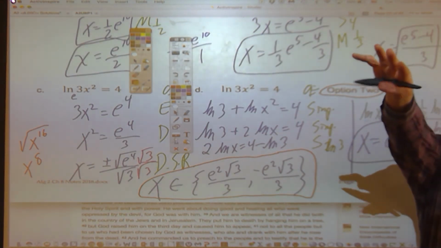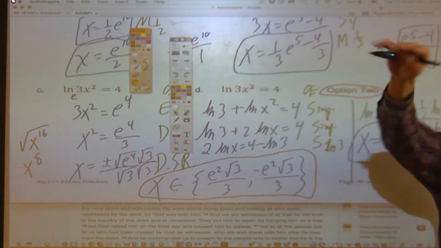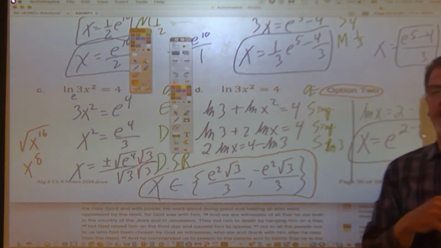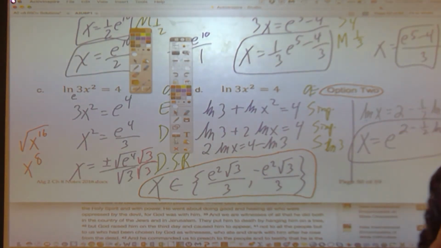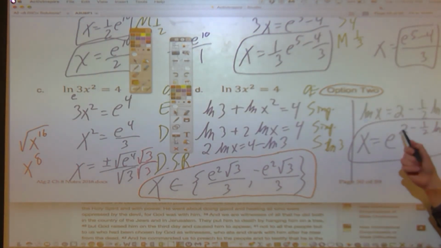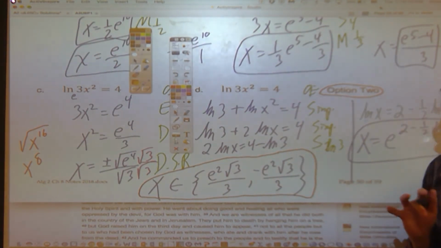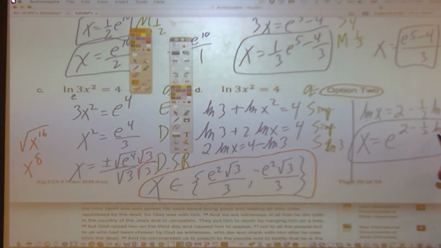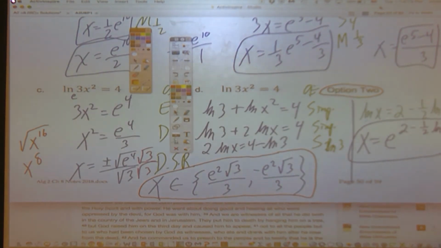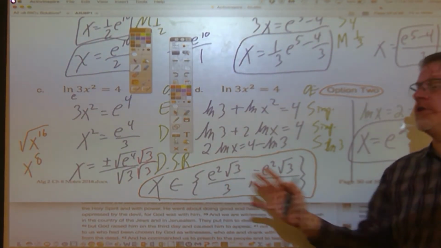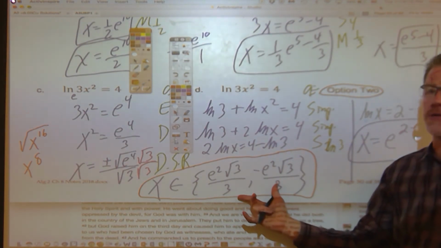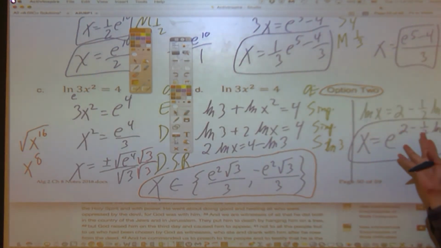Just for those of you who were gone for a little while, if you're just recently coming back, math is still a thing. All right, so yeah, I know e squared radical 3 over 3 doesn't look anything like e to the 2 minus 1/2 natural log 3, but they're the same value. But it still raises the issue of why does this approach give you 2 answers and that approach give you only 1 answer?